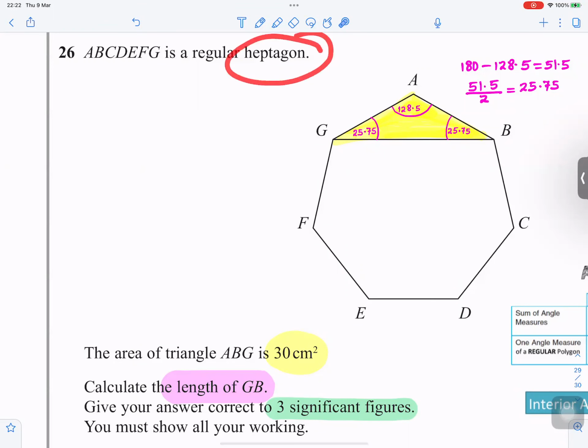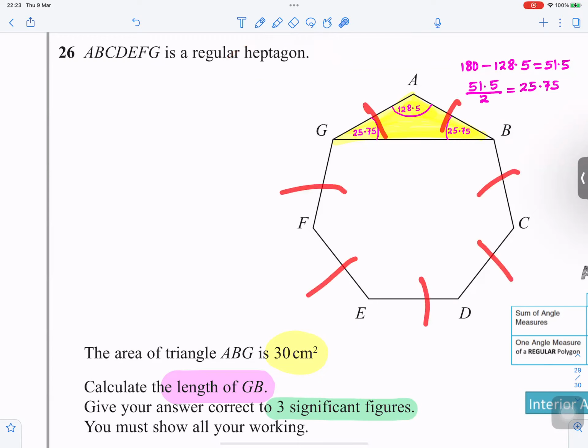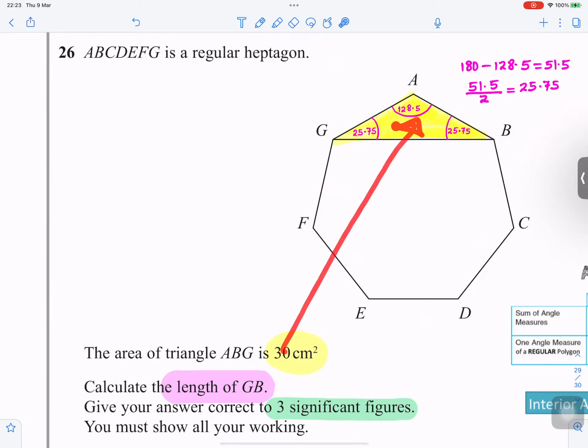This is a regular heptagon. 1, 2, 3, 4, 5, 6, 7 sides. The area of the triangle ABG is 30 centimeters squared, the area of that yellow triangle. Calculate the length of GB. Give your answer correct to 3 significant figures. So this is how you go about doing it.